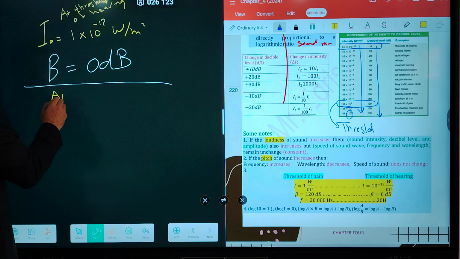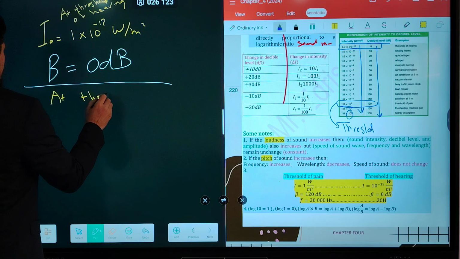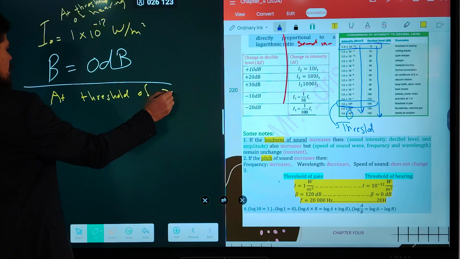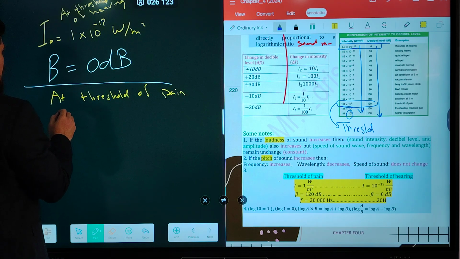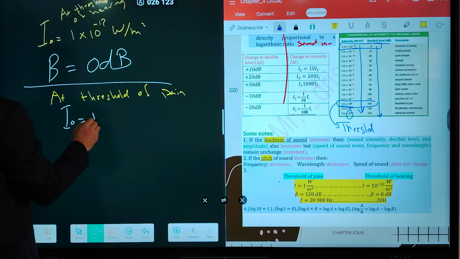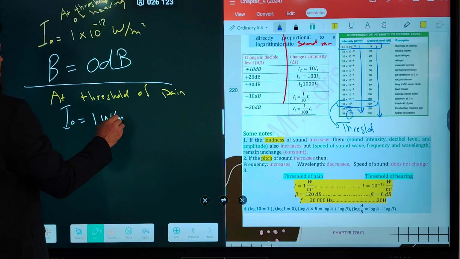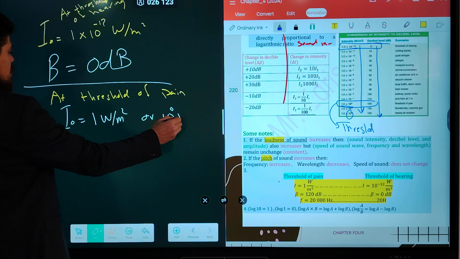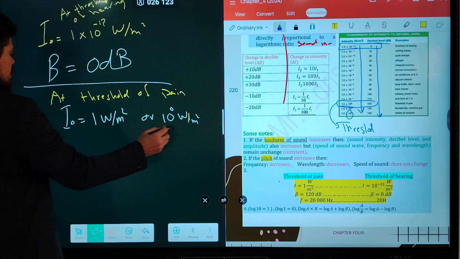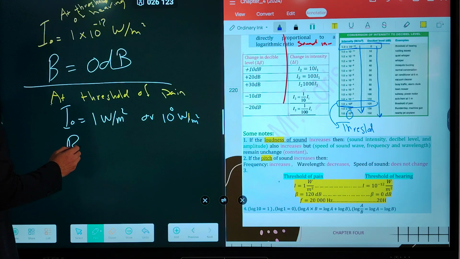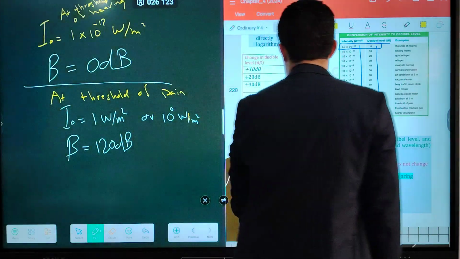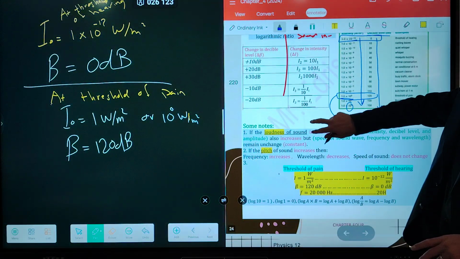What about at the threshold of pain? At the threshold of pain, I is equal to what? 1 watt per meter square, or 10 power 0 watt per meter square. At the threshold of pain, beta or decibel level is going to be 120 decibel. Okay? So this is the range of decibel.